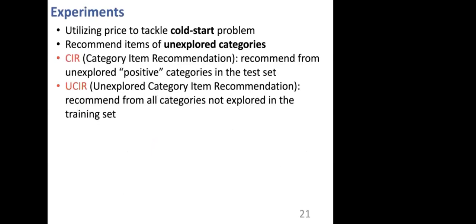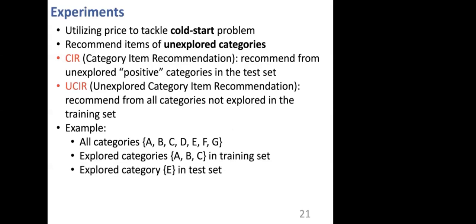According to related research, the price feature could be utilized to tackle cold start problem, and here the cold start problem means category cold start, where we recommend items of unexplored categories. There are 2 evaluation protocols, CIR and UCIR. I will introduce the 2 protocols by this example. Suppose there are 7 categories in total. A user explored 3 categories, which are A, B, and C in the training set, and explored a new category E in the test set.